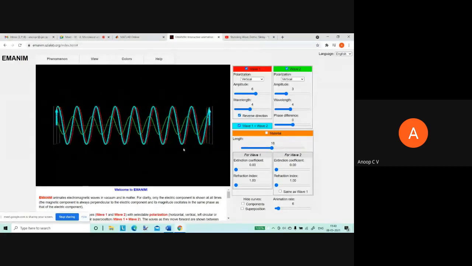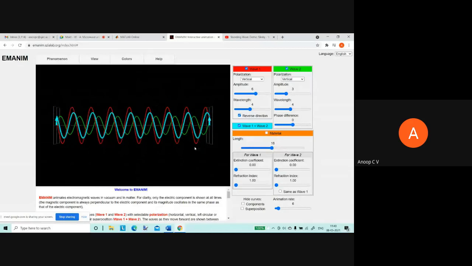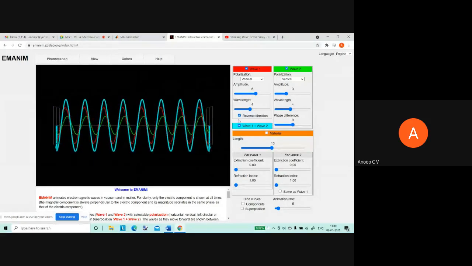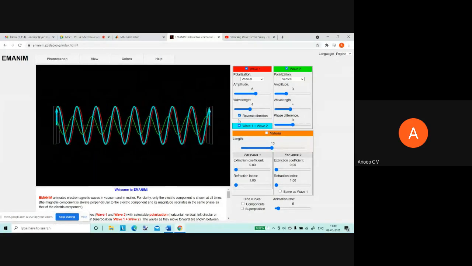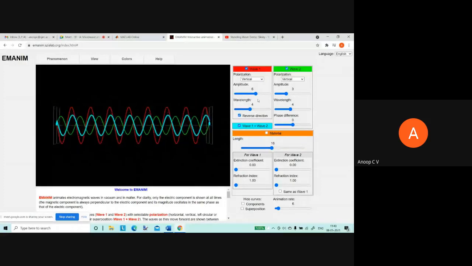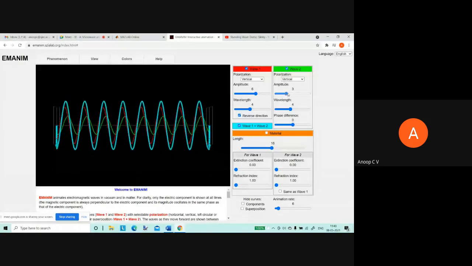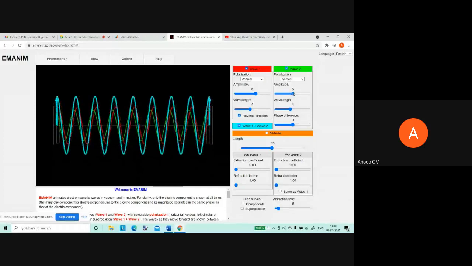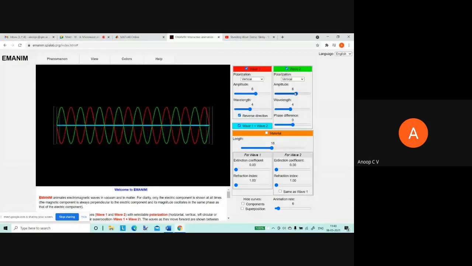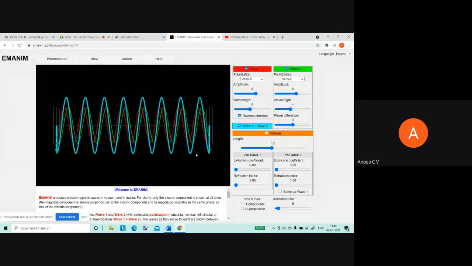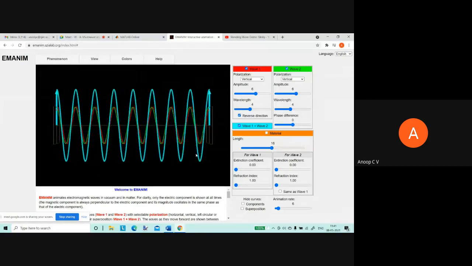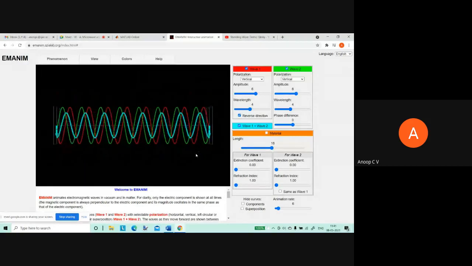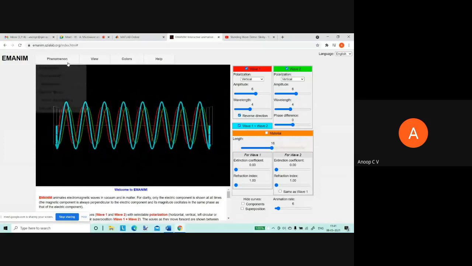So we are finding the standing wave was slowly moving from right to left. But what if we make both the magnitudes the same? Incident and reflected magnitudes are the same. Now you observe what is happening. Whether it is left to right, right to left, or standing still.